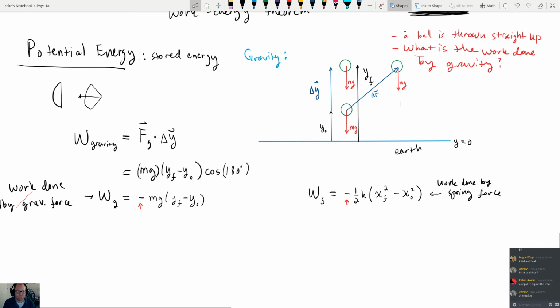So let's draw an angle in here. We're going to make this angle right here theta. So now what would the work done by the force of gravity be in this case, along this path? I don't know if I have enough room here to do this, but we're just going to try. The work done by the force of gravity should once again be equal to the force of gravity dot product with delta R now.